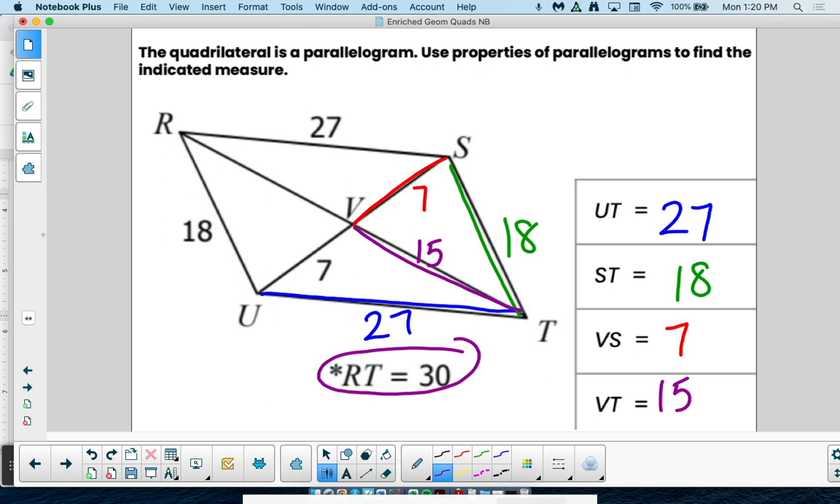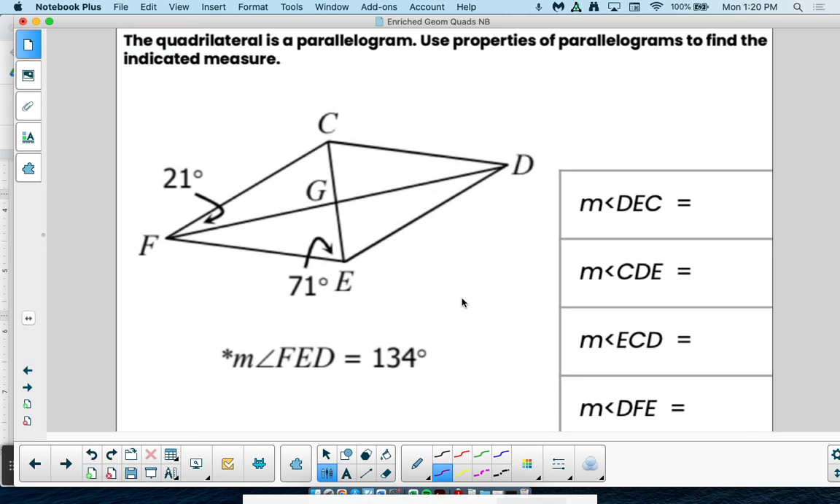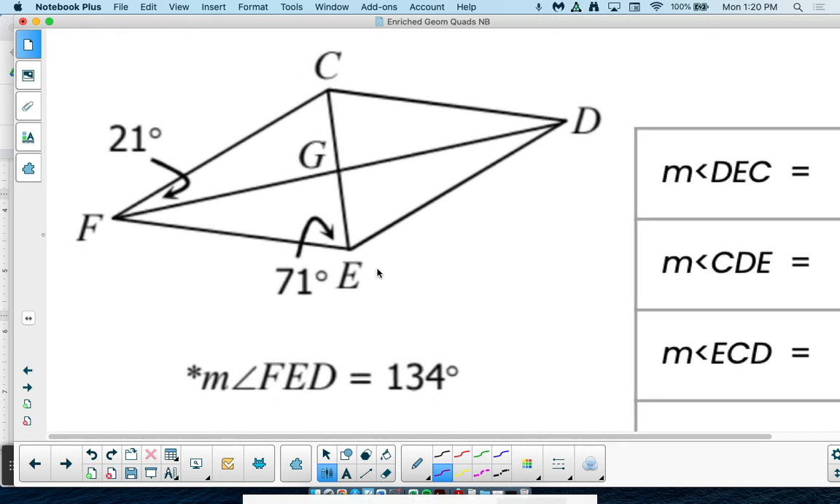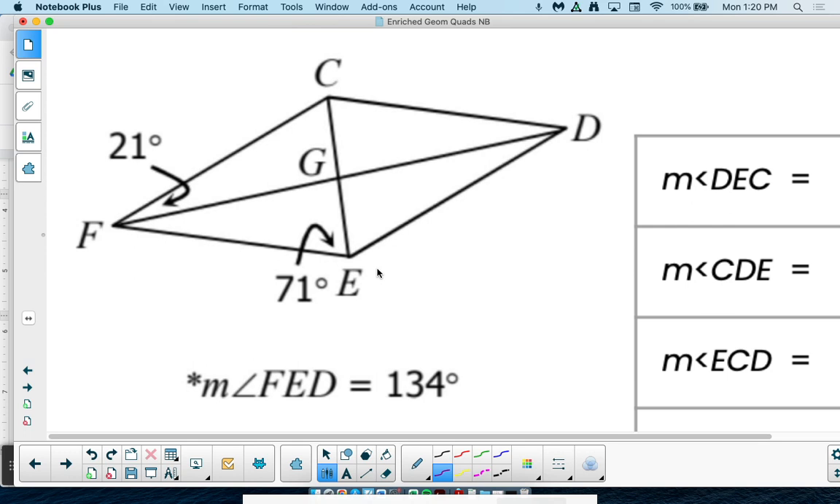I know your picture on the next one's kind of small. I'm sorry, but I'm going to have you label all of our missing angles, and then we'll fill this part in a second, okay? So I'm going to make this real big. Because it's a parallelogram, we're going to have a bunch of alternate interior angles that are the same because our lines are parallel. So I think this problem gets easier if you fill in all the missing parts, okay?